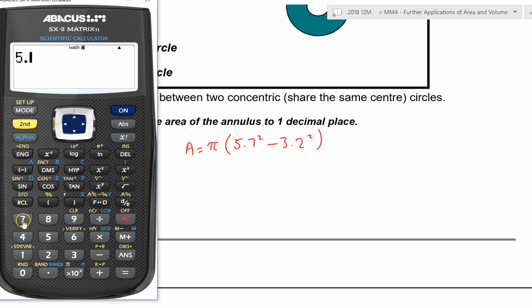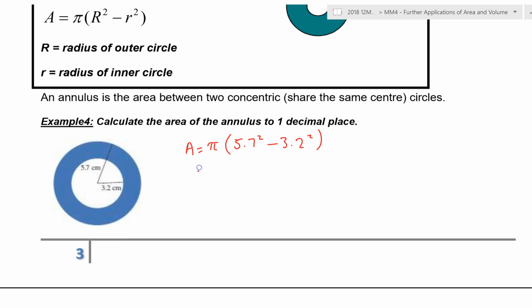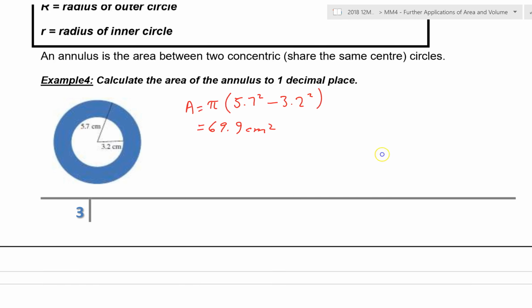So 5.7 squared equals, minus 3.2 squared equals, multiply that by pi equals 69.9. We wanted one decimal place. That's pretty easy to round off. 69.9 square centimeters. There we go.